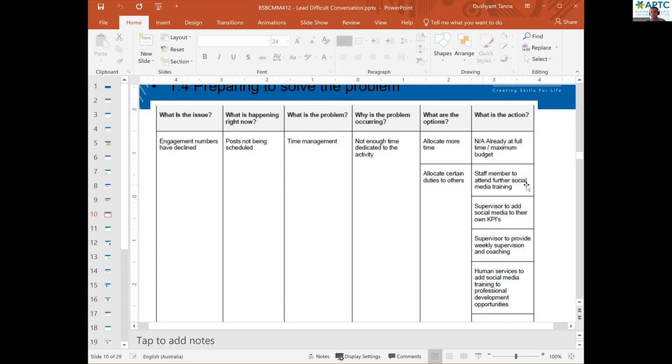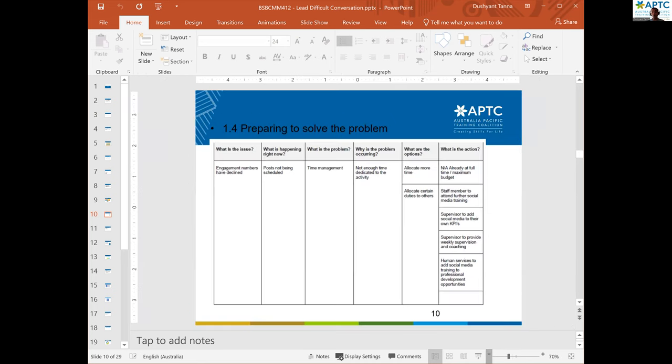staff members to attend further social media training. Supervisors to add social media to the KPI. So they need to enhance this so they can increase the number of posts, and that will support the actual problem of engagement numbers. So this was just a normal example of what can be done to solve a problem.